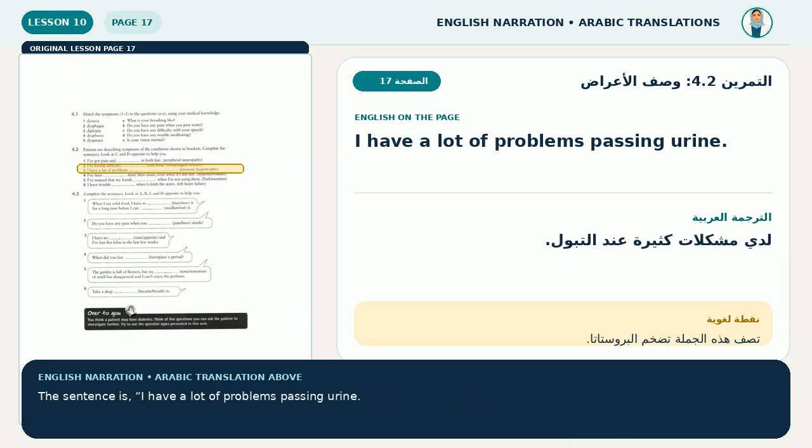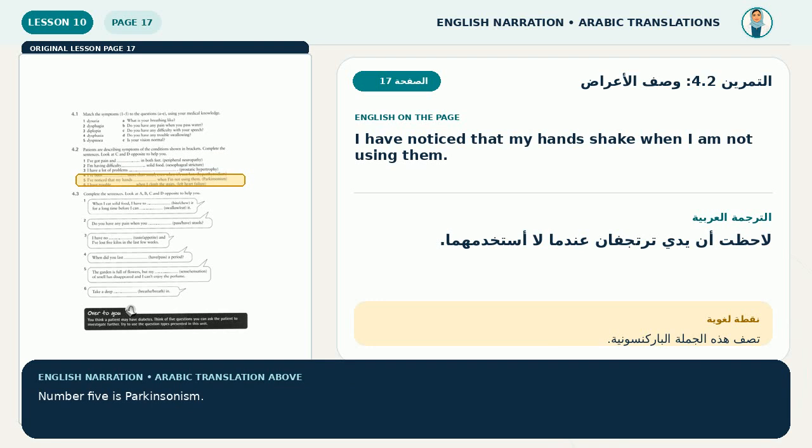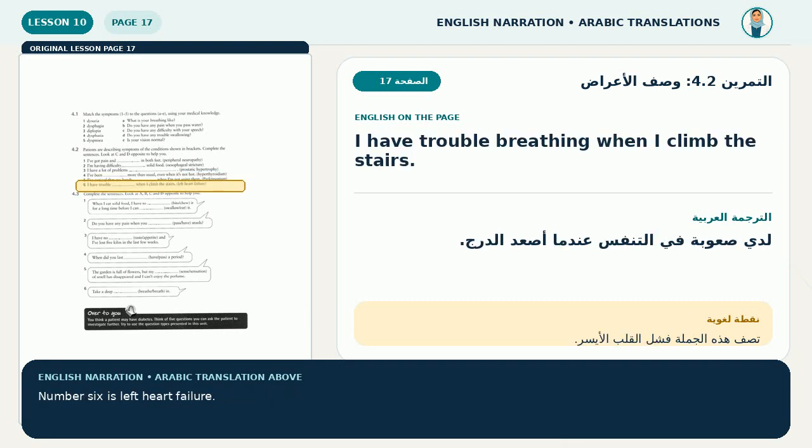Number 3 is prostatic hypertrophy. The sentence is, I have a lot of problems passing urine. Number 4 is hyperthyroidism. The sentence is, I have been sweating more than usual, even when it is not hot. Number 5 is Parkinsonism. The sentence is, I have noticed that my hands shake when I am not using them. Number 6 is left heart failure. The sentence is, I have trouble breathing when I climb the stairs. Each completed sentence is shown only once with its complete Arabic translation. Match the symptom description to the medical condition in brackets.